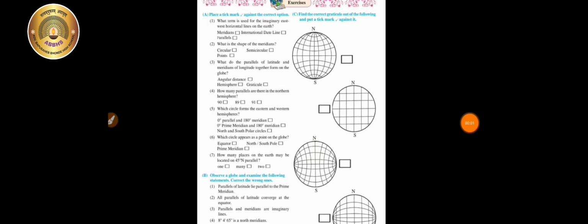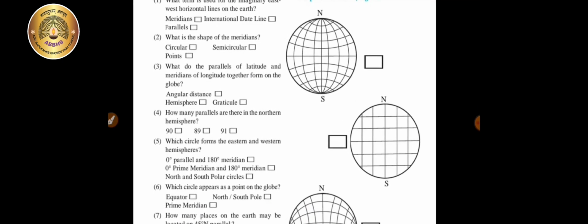We'll look at the exercises of this lesson. Question number 1a: place a tick mark against correct options. Question number 2: observe the globe and examine the following statements. Correct the wrong ones. And question c: find the correct graticule out of the following and put a tick mark against it. This exercise you are going to do on your own.